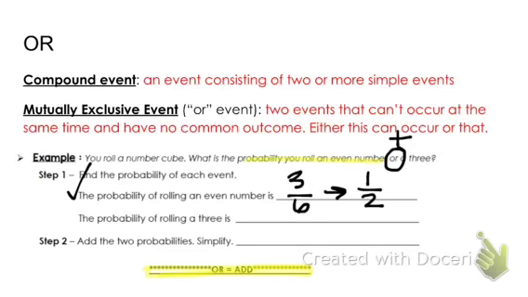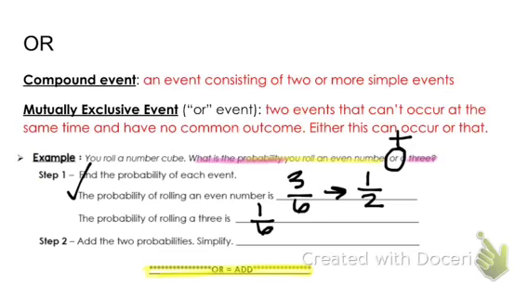So we found the probability for one thing. The next thing we want to do is also find what is the probability you will roll a 3. So the probability of a 3 occurring is 1/6. 1 out of our 6 numbers is 3.